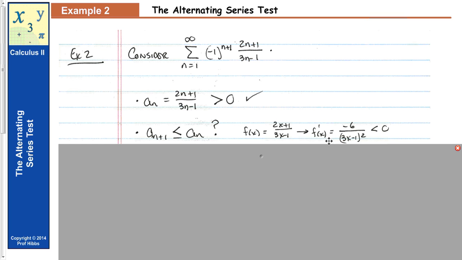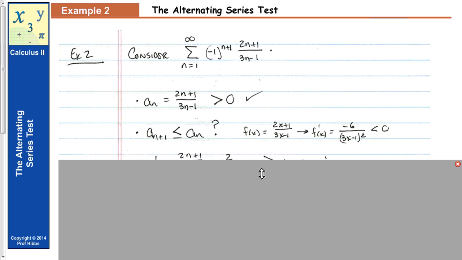And if that function is decreasing, then that means these a sub n's have to be getting smaller as well. And so that's what I've done. I've calculated the derivative of f here, and when I did, I got negative 6 over (3x minus 1) squared. Well, no matter what x is, this denominator is squared, so the denominator is always positive and the numerator is always negative, and so this function is always decreasing. No matter what x is, or no matter what n is, we're getting smaller since this function's decreasing.